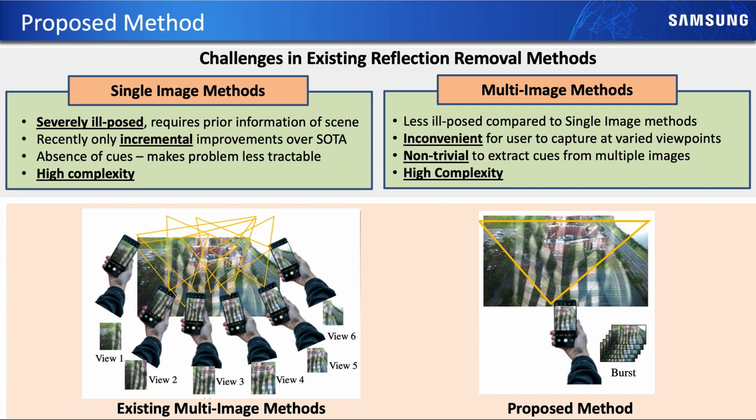Let's look at the challenges in existing reflection removal methods. The single image methods are severely ill-posed and require some sort of prior information of the scene. More recently, there have been only small incremental improvements over the state-of-the-art. Most of these methods are highly complex. On the other hand, the multi-image methods are less ill-posed, but they are inconvenient for a typical user, who is expected to capture from multiple viewpoints as shown here. Our method, however, captures a burst of images, and by relying on small handshakes, we extract discriminating cues that help in removing reflections.